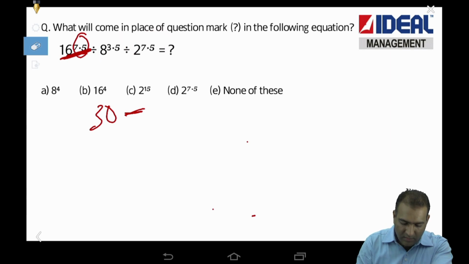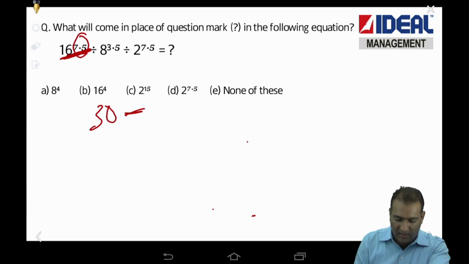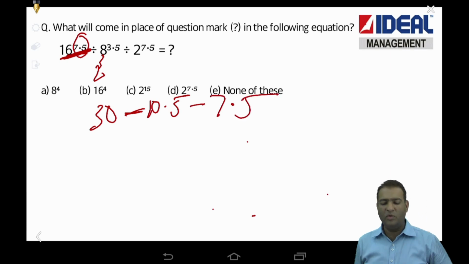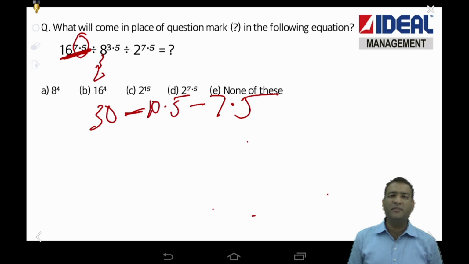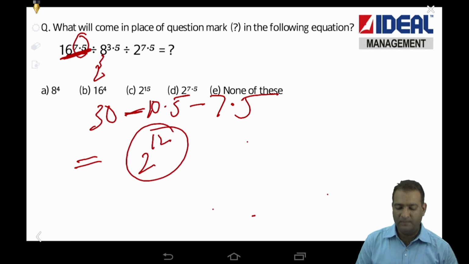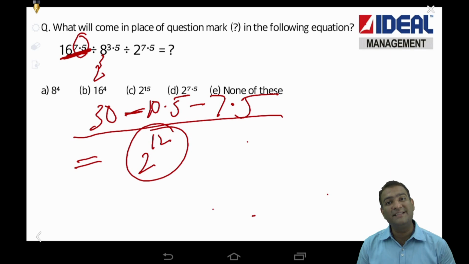So again this is going to be 2 cube. 2 cube would mean 10.5 minus 7.5. That's it. It's over. Question is over after this. What is there now? So this becomes 10, 17, 18. 2 to the power 12 is your answer. That's it. Trust me, if you want, you can get rid of this also.